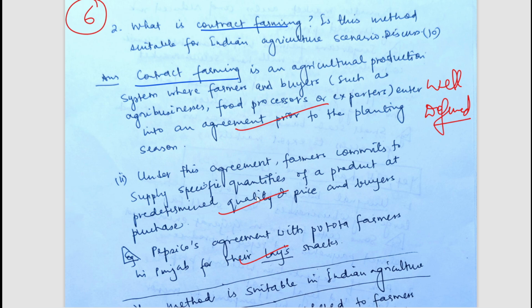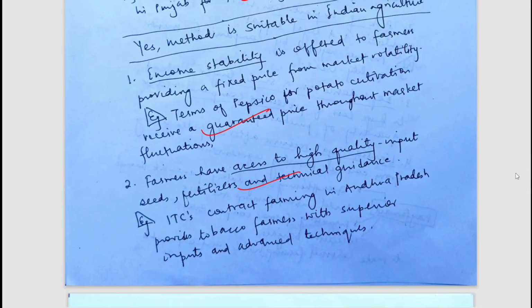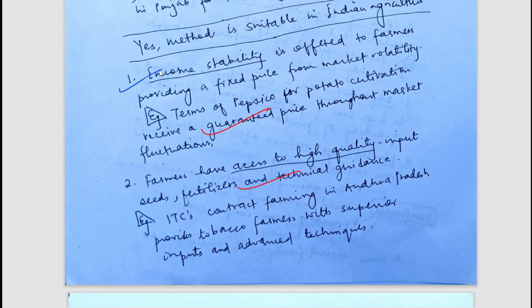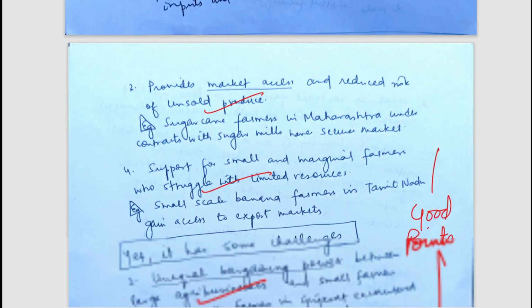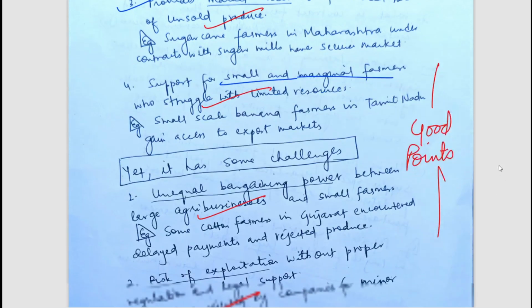I hope you understand this. Now you will see how this method is suitable for Indian agriculture. Obviously, income stability for farmers, and there will be reduced risk on farmers. Farmers will have access to high quality input seeds. It will provide more market access to farmers, as there will be reduced unsold produce because the contractor is buying everything. It will lead to support for small and marginal farmers. They can come into some cooperatives and that can be helpful for them.